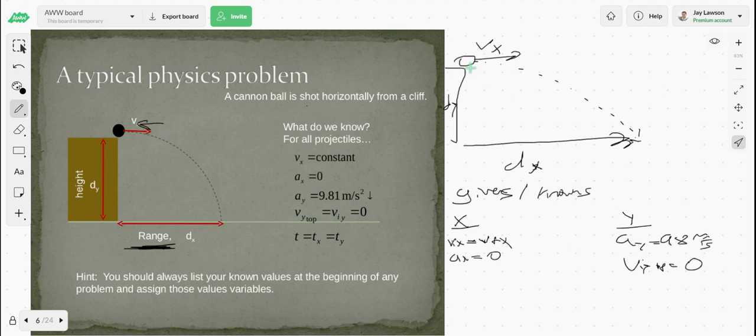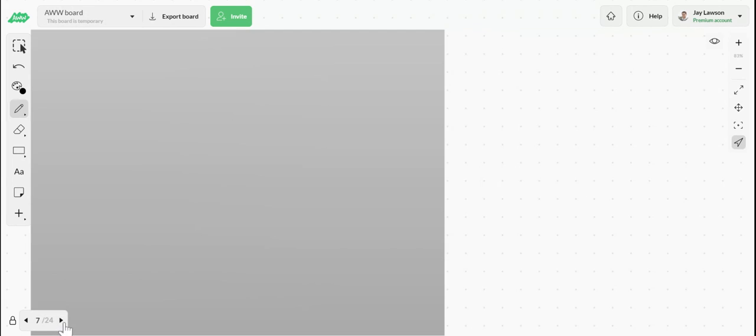Remember, at the top of a parabola, and this cliff face here is representing the top of the parabola, Vy is going to be 0. And the time of x is going to be equal to the time of y. So that's what we know. That's not what's been given, but this is what we know. So every problem that we do, when we go to approach it, we know all of these things to be true. Always. Okay? So let's move on.